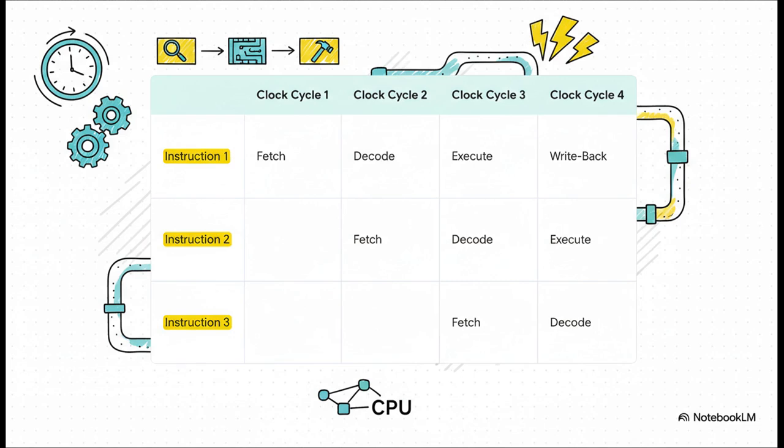In the very first clock cycle, instruction 1 gets fetched. In the next cycle, while instruction 1 is being decoded, the CPU's already fetching instruction 2. By clock cycle 3, look at this. 3 different instructions are all in the works at the same time, just at different stages. This overlap means that once the pipe is full, the CPU is completing an entire instruction with every single tick of its clock. It's a massive, massive efficiency boost.